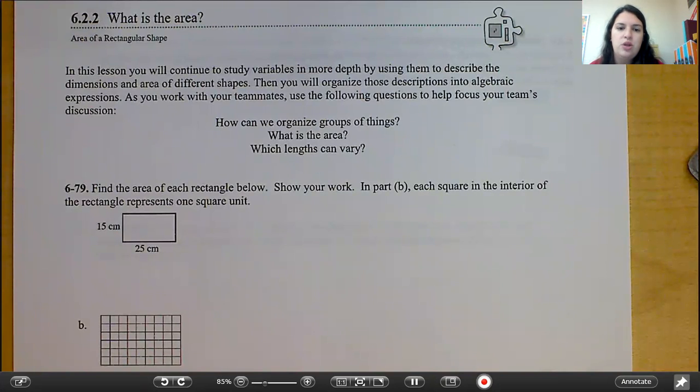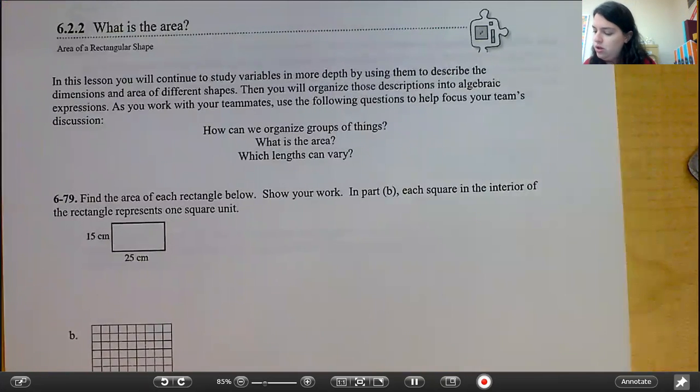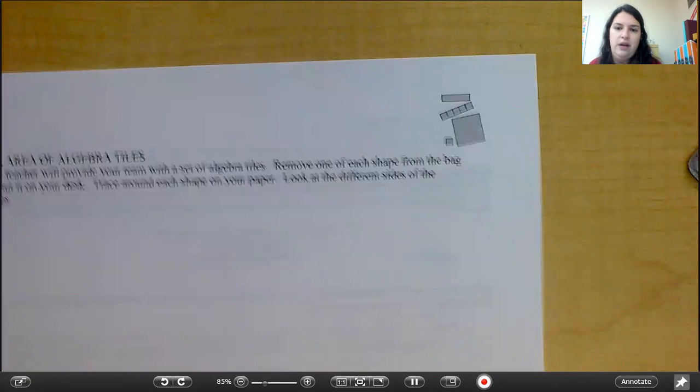How can we organize groups of things? Which is the area? What is the area? Which lengths can vary? So we're going to start by looking at problem 680. 680 says area of algebra tiles.